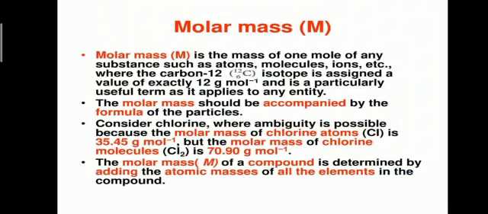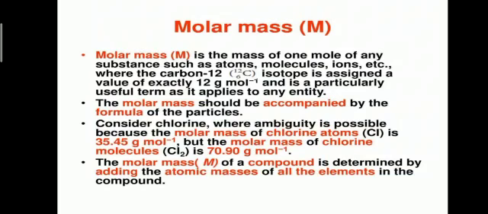molecule of a substance. Molar mass is the mass of 1 mole of any substance such as atoms, molecules, ions, etc., where the carbon-12 isotope is assigned a value of exactly 12 gram per mole, and is a particularly useful term as it applies to any entity. The molar mass should be accompanied by the formula of the particle.